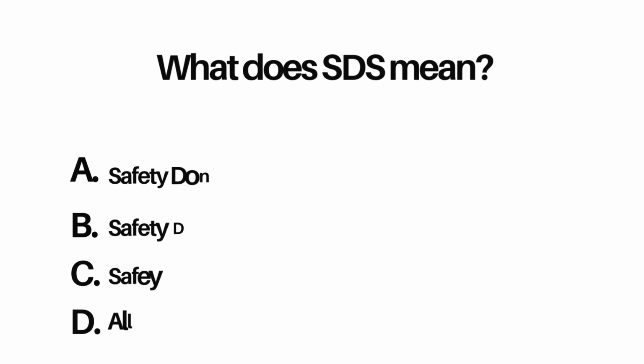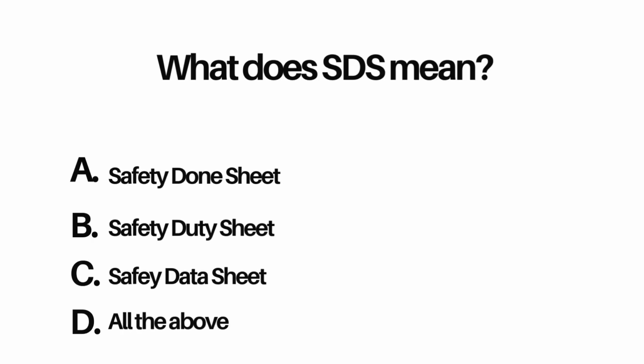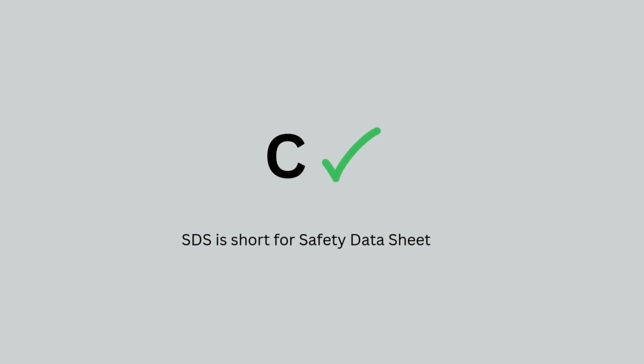What does SDS mean? A, safety done sheet. B, safety duty sheet. C, safety data sheet. D, all of the above. C, SDS is short for safety data sheet.